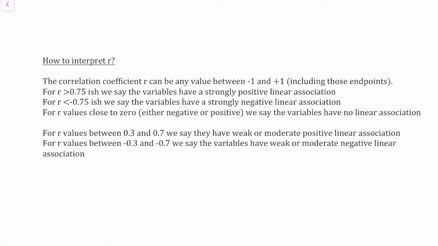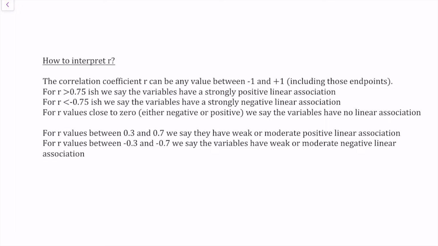Okay? So in general, and this is not a hard, steadfast rule that you should always follow, but just in general, if your R is greater than 0.75 or 0.8, something like that, if your R is bigger than that, then that's close enough to +1 where we say we have a strong positive linear association. If your R is less than -0.75 or -0.8, if you're smaller than that, then we say the variables have a strongly negative linear association.